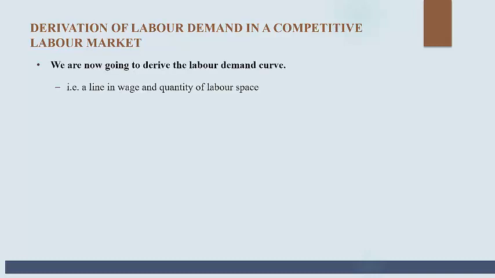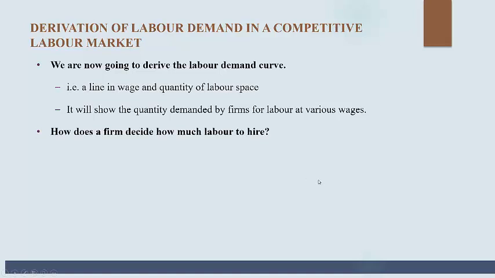So we're going to derive a labor demand curve, and we're only going to look at a competitive labor market. Okay? So we know that a demand curve is in the wage and quantity of labor space. Wage is the price of labor, on the vertical axis, and on the horizontal axis is the amount of labor. The demand for labor curve shows how much labor would be demanded at different wages. And so how does a firm decide how much labor to hire?